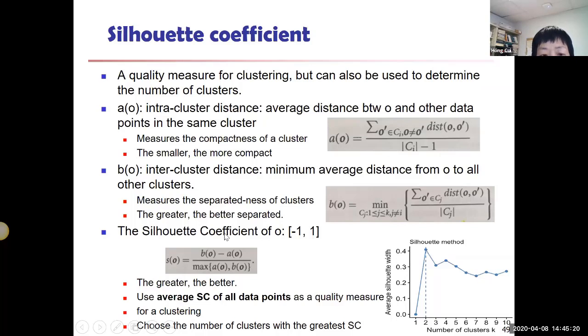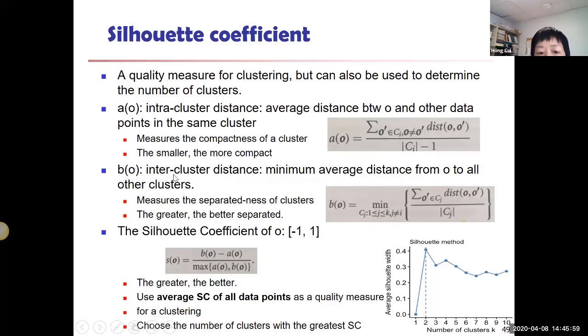Silhouette coefficient, S(o), is defined as this. So we need to know b and a. What's a(o)? a(o) is the intra-cluster distance. It's the average distance between o and other data points in the same cluster. So it measures the tightness of a cluster. This formula says that for every data point in this cluster with o, we compute the distance and then we do the average.